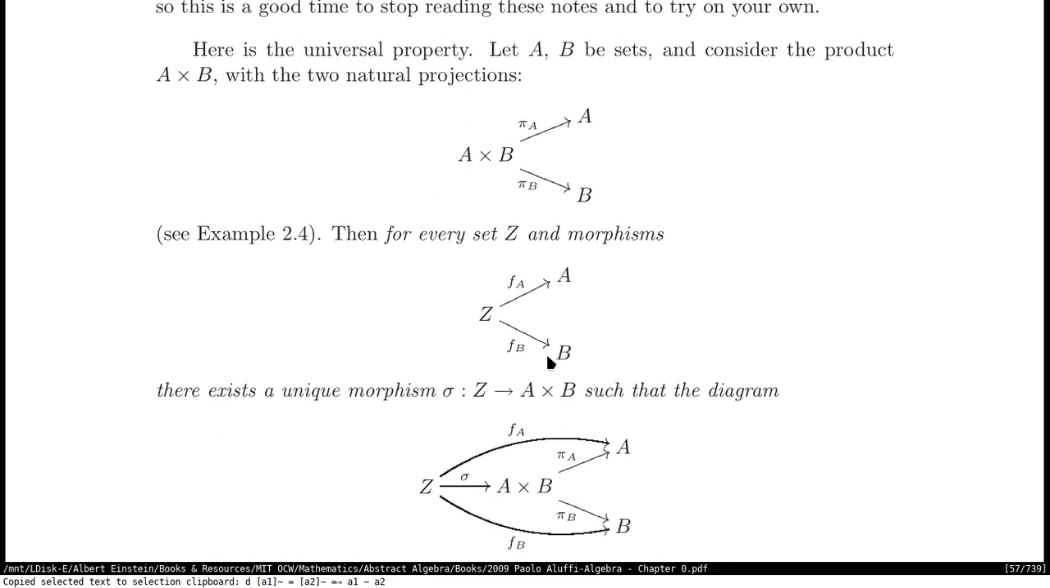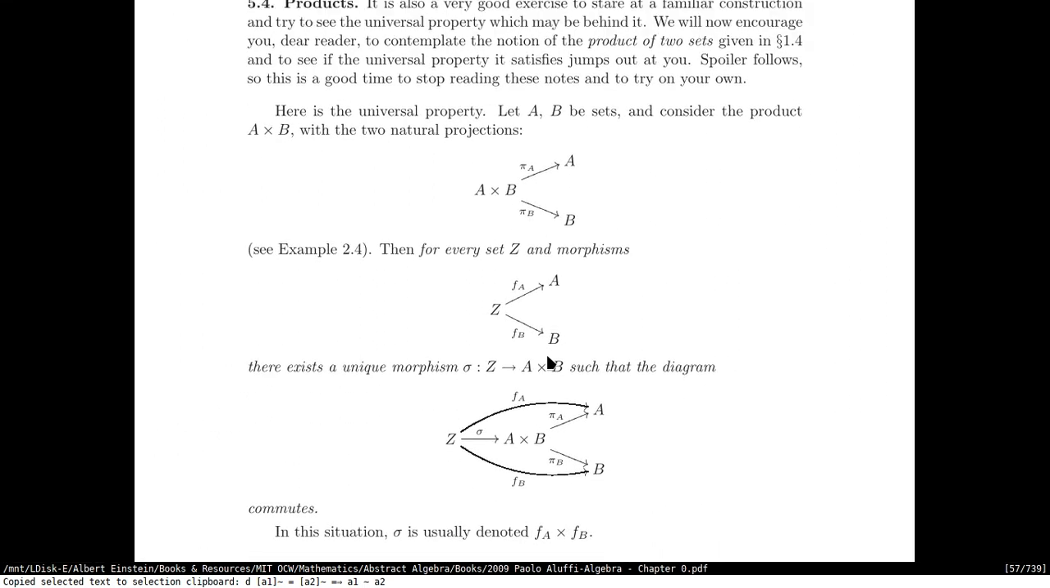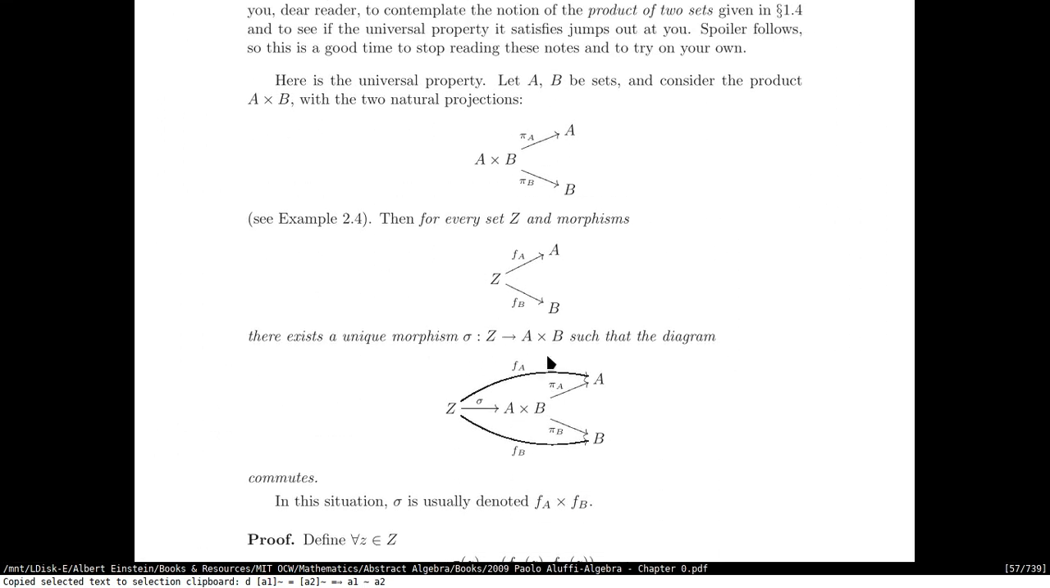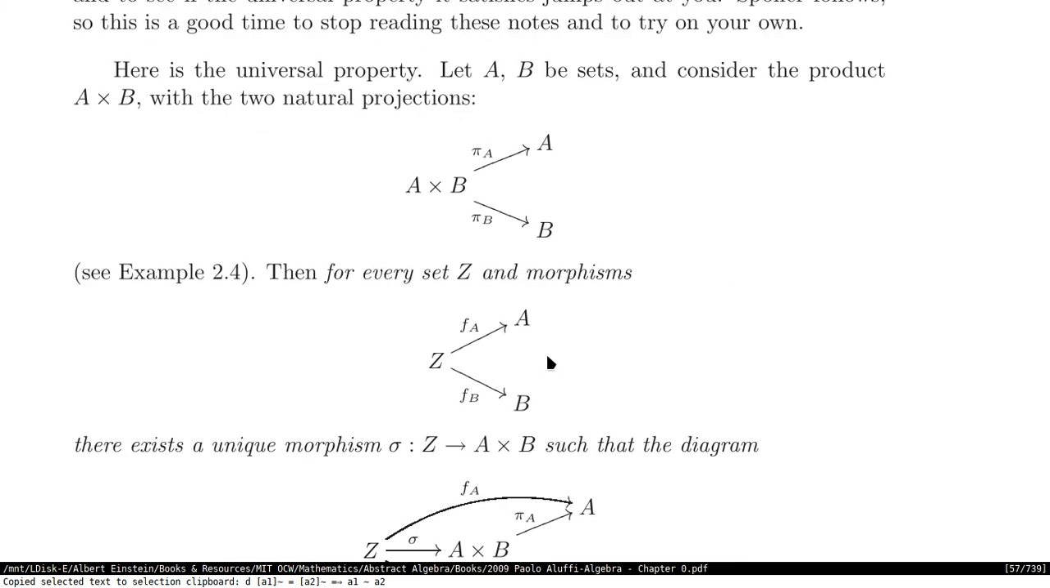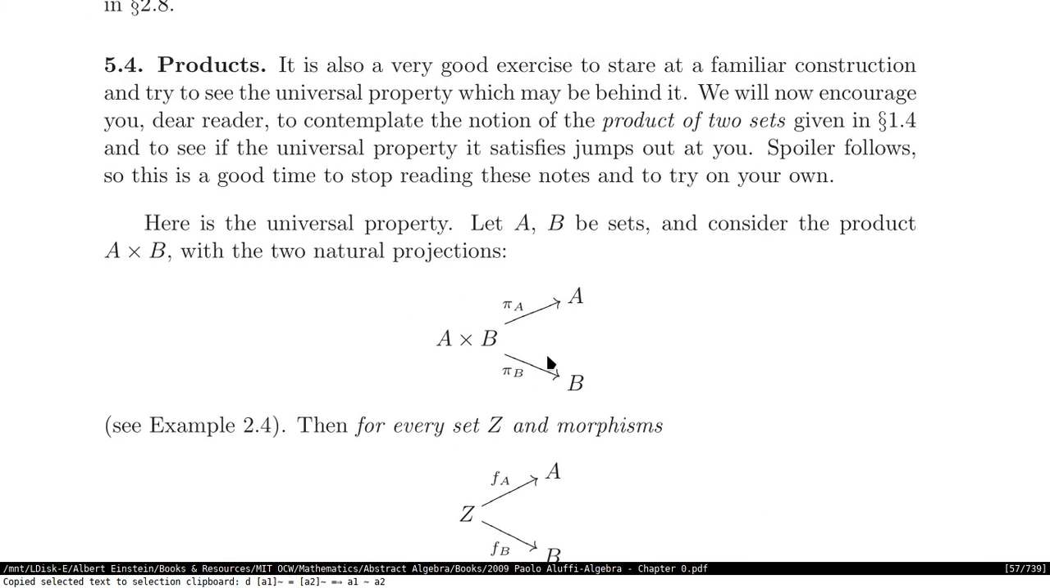Okay, so we have something else. We have products. Let's see what products are. What we do is try to see how these categories are going to work with Cartesian products, right?